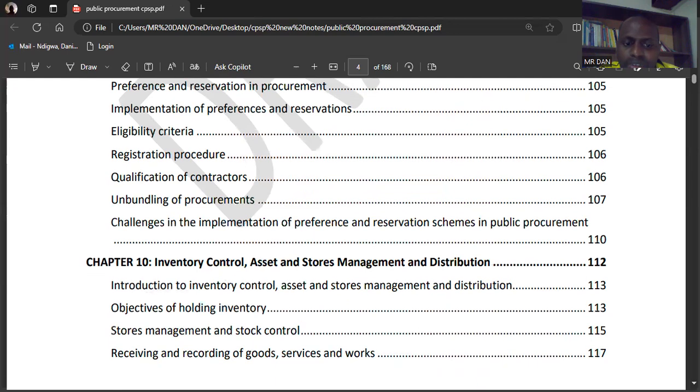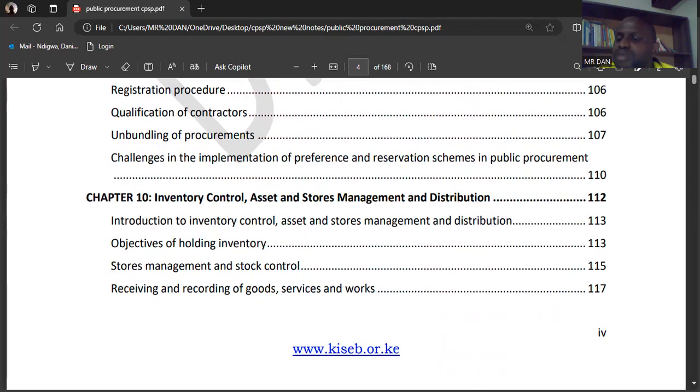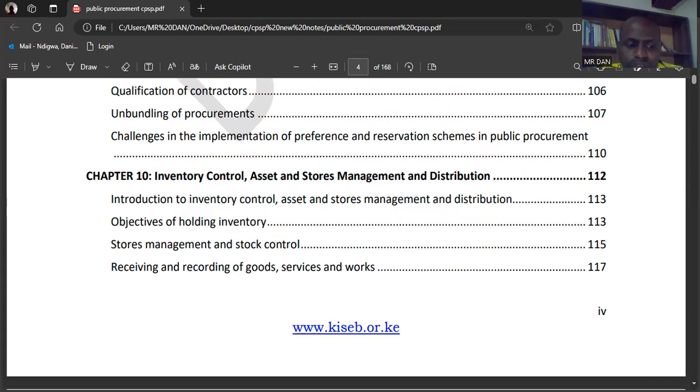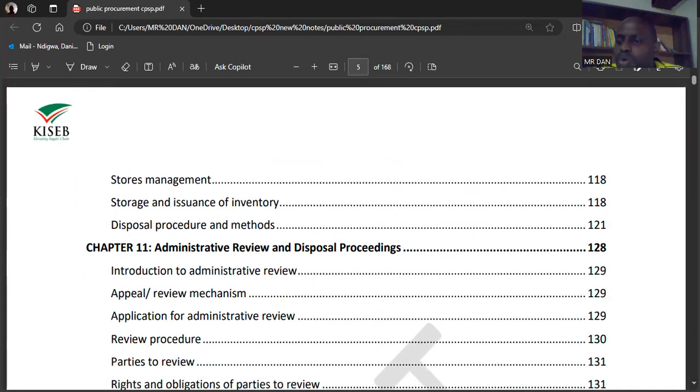Then chapter 10 is about inventory control, assets, and store management distribution. Here we will be able to understand more about inventory control and how well we can maximize so that at the end of the day, we don't overspend in terms of inventory and we don't underspend also, so that we have optimum inventory that will be very critical for the operations of any organization. We shall also look at store management. How then do you manage your store so that we have the flow of inventory within and without a store.